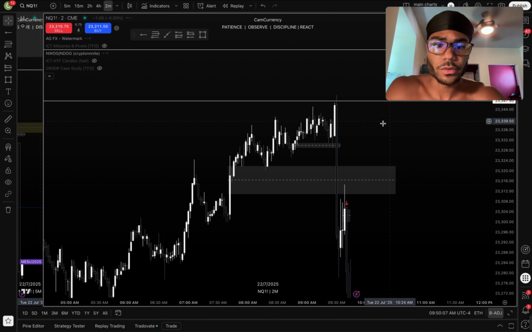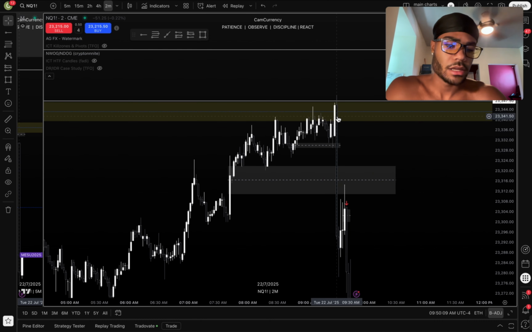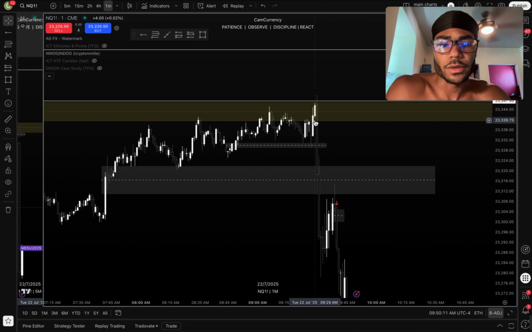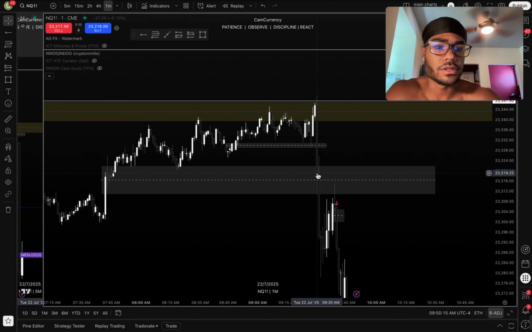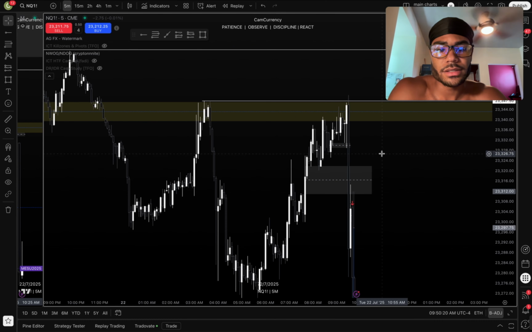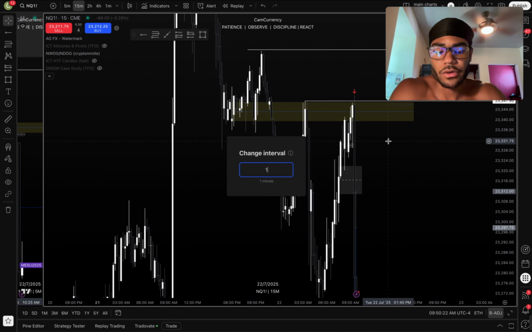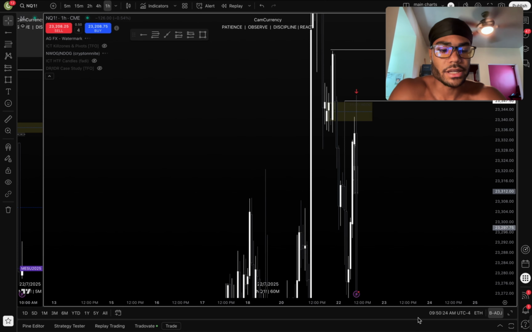From there, once market opened, we did get that strong push into that high, and then we got a very strong 1 minute change in state. This is where I entered on my Top Step accounts, taking this 1 minute change in state. Now I wanted to wait to see if we were going to get a reaction out of the hourly, so I didn't take it on this account.